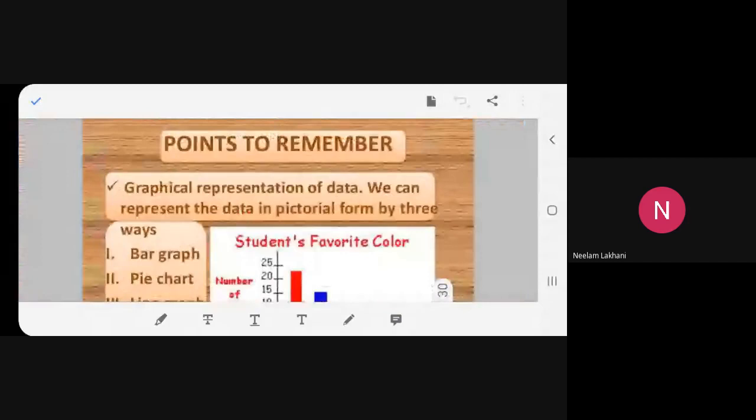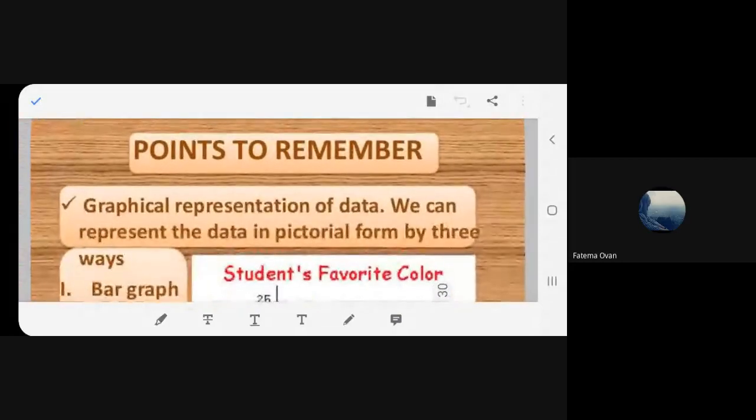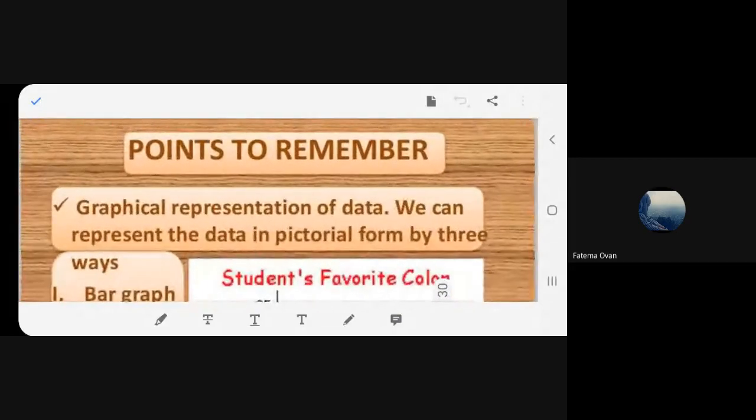Now, points to remember. See, everywhere we are revising. Ma'am, can I read? Sure, better. What's your name? Fatima. Okay, Fatima, please go ahead.